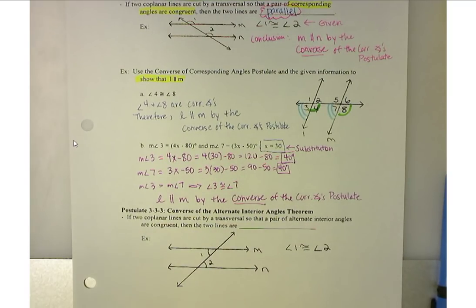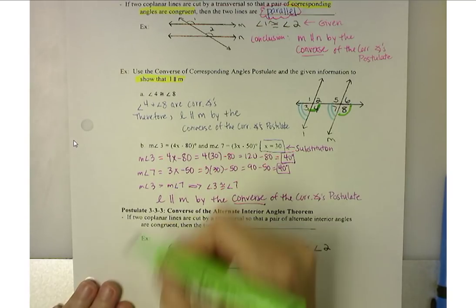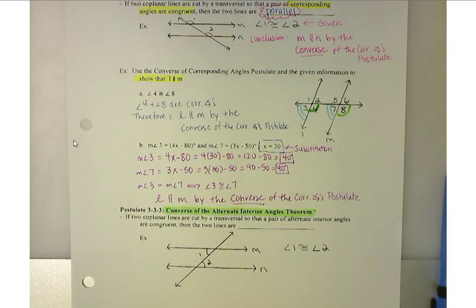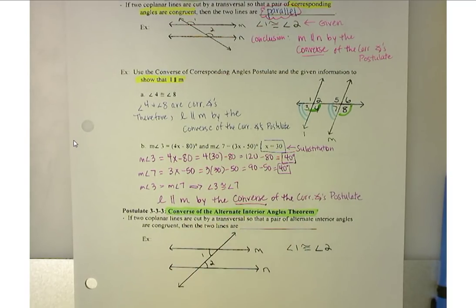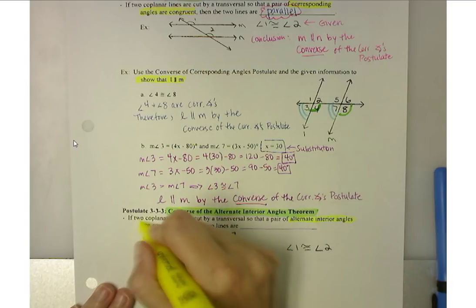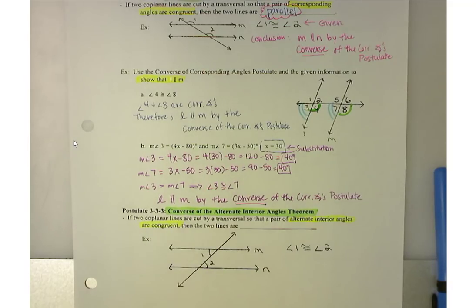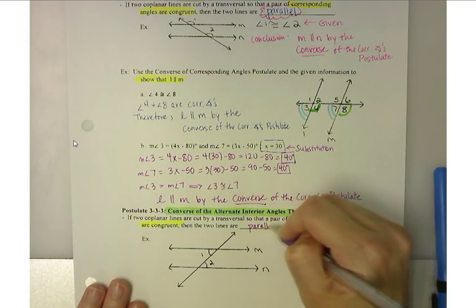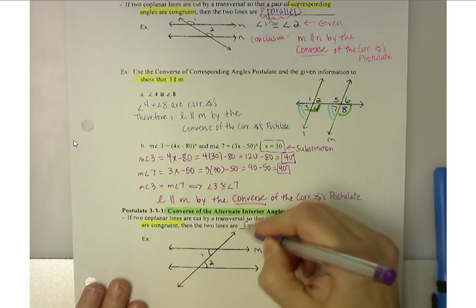All right, and then the next converse we're going to look at is the converse of the alternate interior angles theorem. So here it says if two coplanar lines are cut by a transversal so that a pair of alternate interior angles are congruent, then the two lines are parallel.